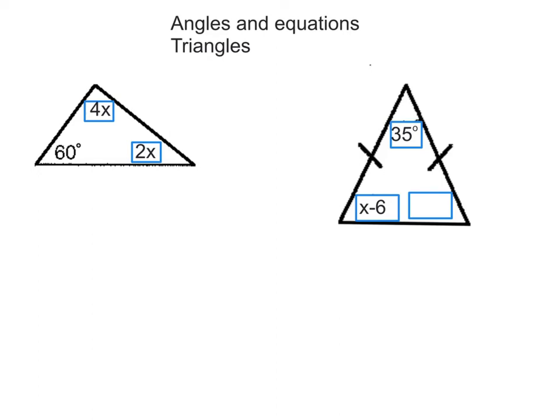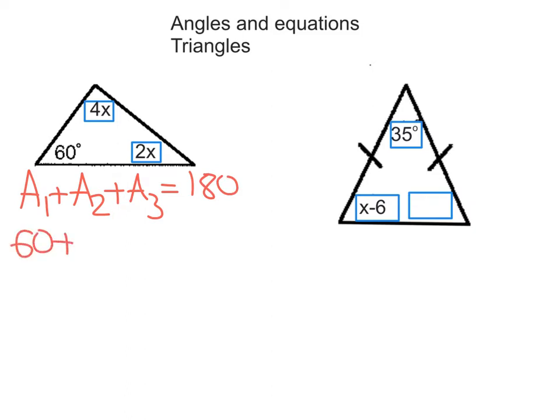In this video we're going to form equations to work out the angles in these triangles. So in this first question here I have three angles. Well, I know that the angles will add up to 180. So let's say angle 1 is 60, angle 2 is 4x, angle 3 is 2x. So that's equal to 180. So there is my equation.